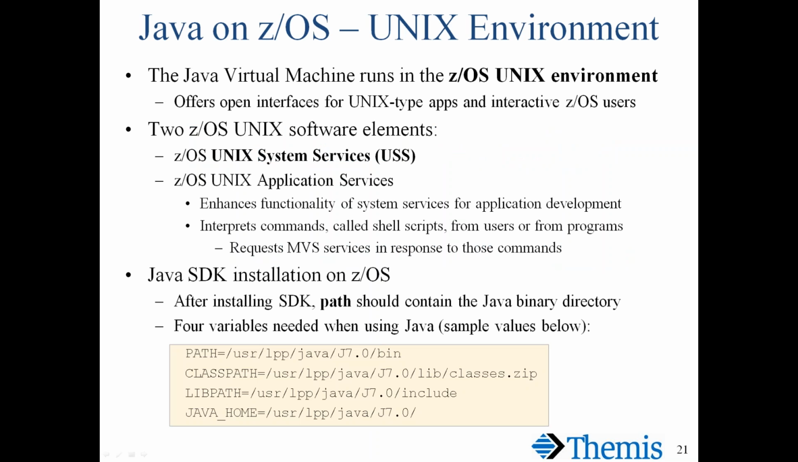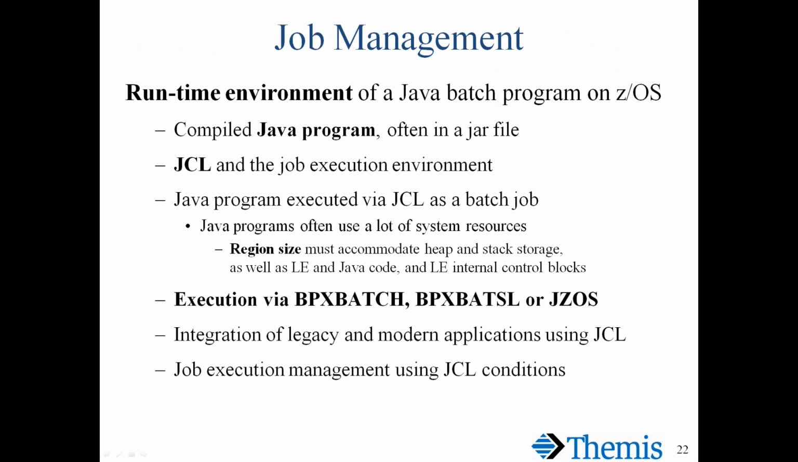What you're seeing on the bottom is an environment definition of the properties that are required, the environment that's required for Java to run. In other words, where is Java? This is just some sample code that shows where Java 7 would be located, and those would be set in order for the UNIX services to be able to run your Java program.